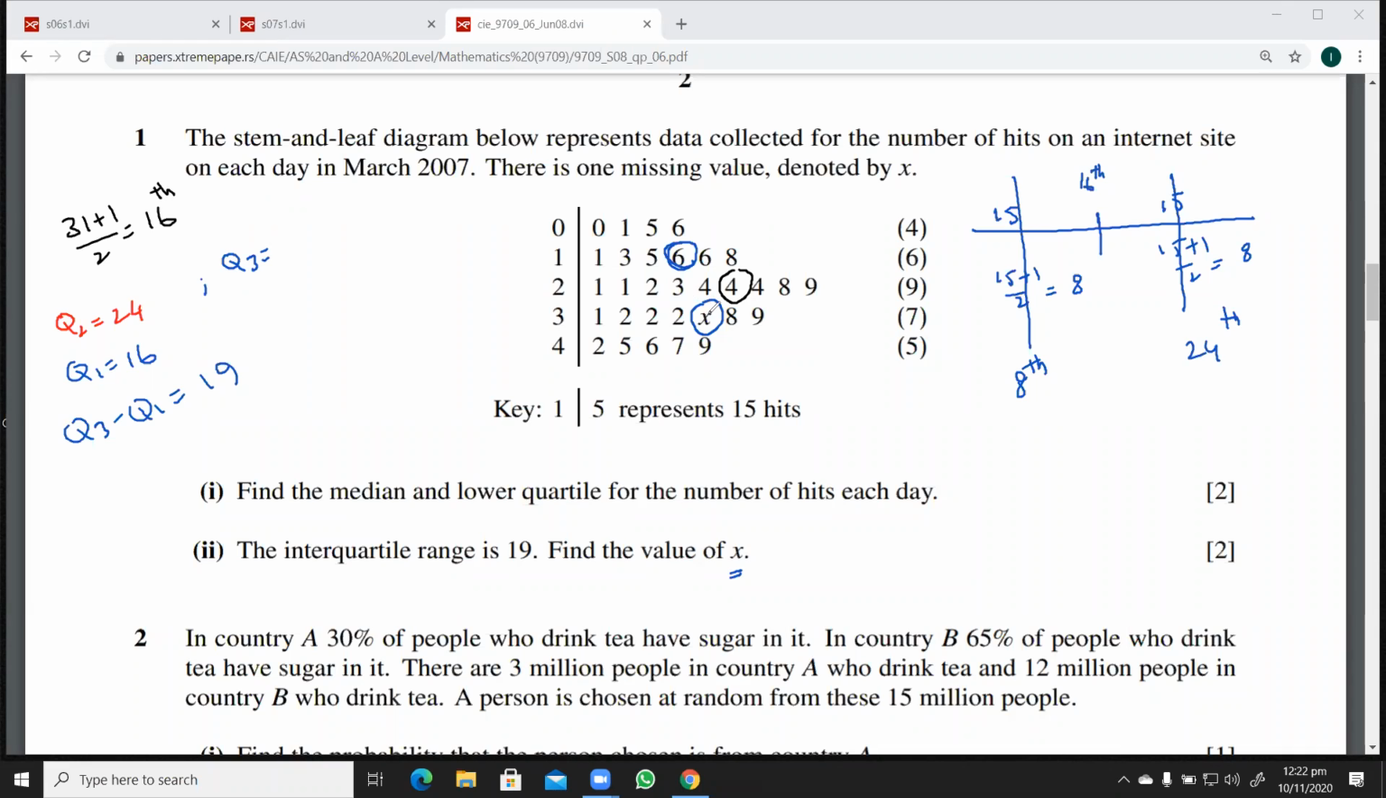How can I write this? 30 plus x. Exactly, very good. This is 30 plus x. Okay, so this 30 plus x minus 16, that is equal to 19. So you have this 14 plus x equal to 19. So your x is equal to 19 minus 14. So your x is equal to 5.